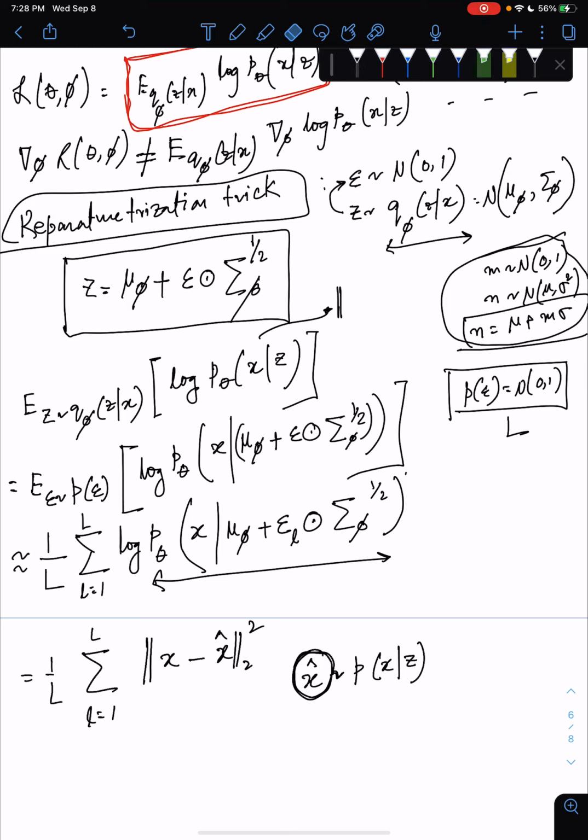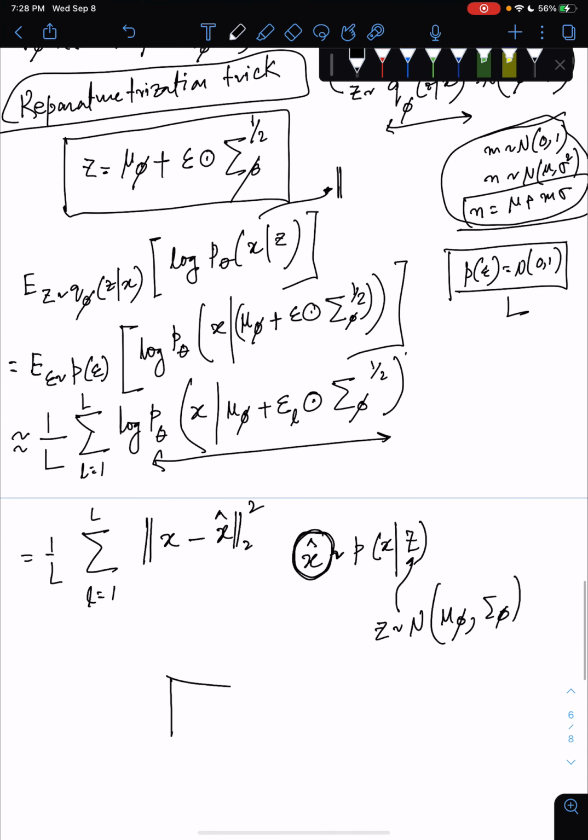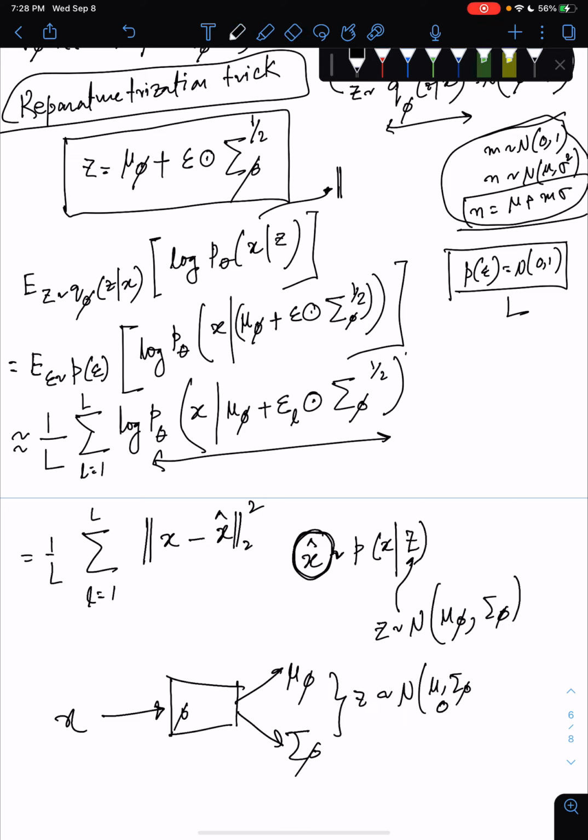What I'm trying to say is that you're feeding your z. Now how do you get this z? The z's are sampled from a Gaussian distribution. You remember that this is mu phi, this is sigma phi, this is phi, this is x, and your z's will be sampled from this mu and sigma, right?